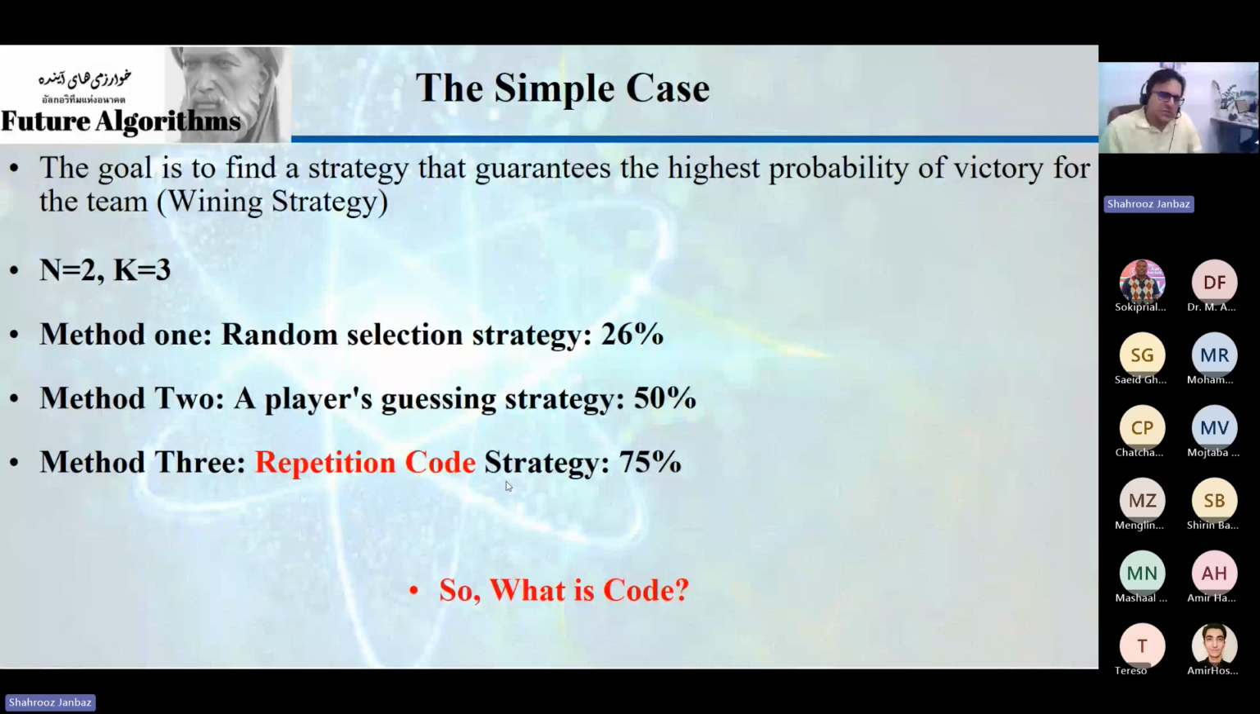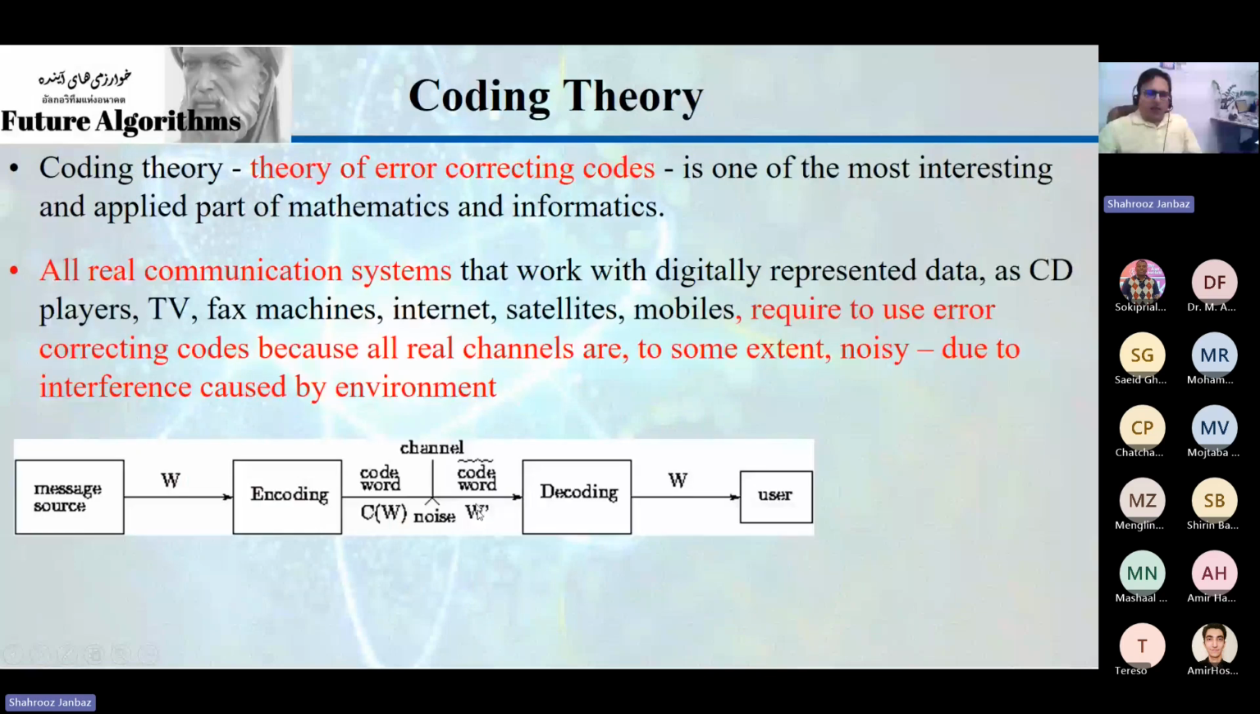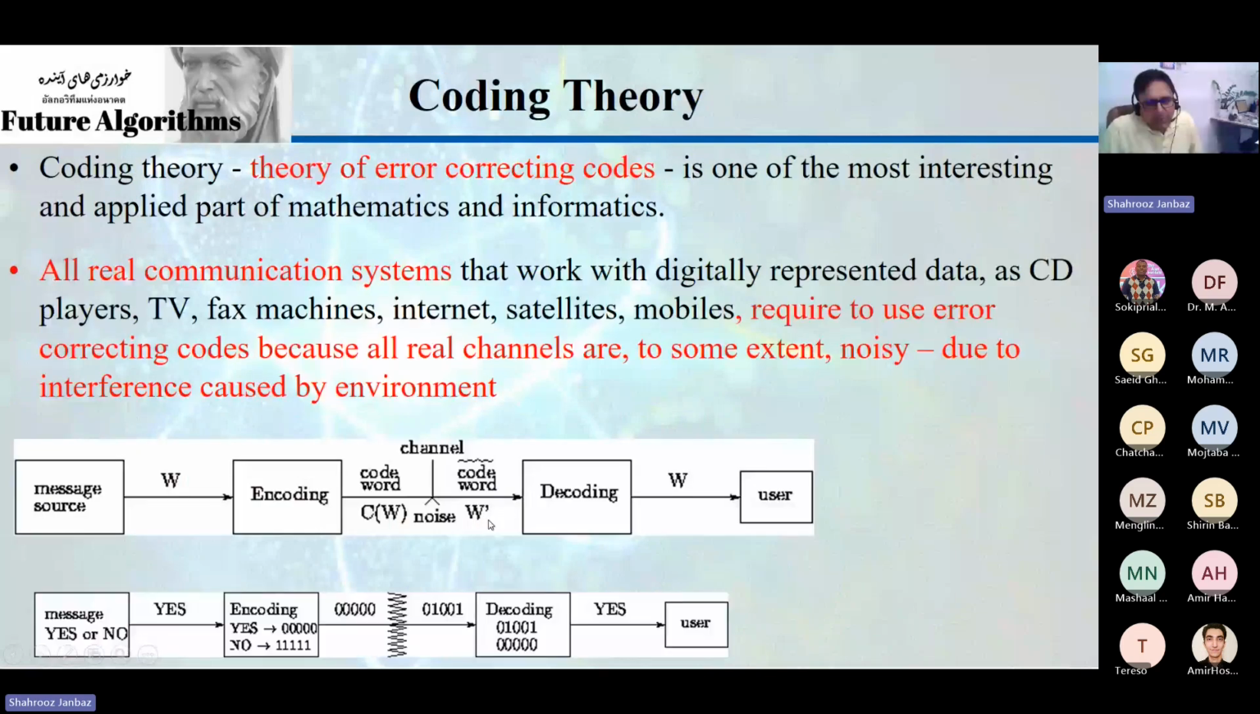Again, we use the terminology of coding. We want to know what coding is, which is used in game theory, and we will see that it is used in many other directions. Coding theory has many branches, like line coding and compression, but I want to talk about error correcting codes, which are one of the most interesting and applied parts of mathematics and informatics.